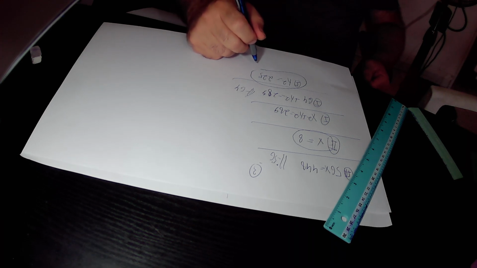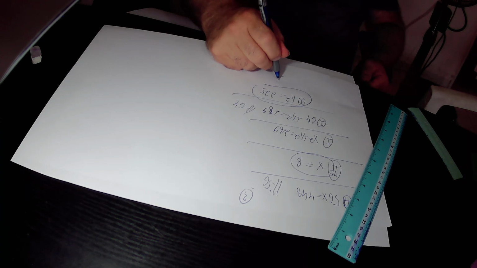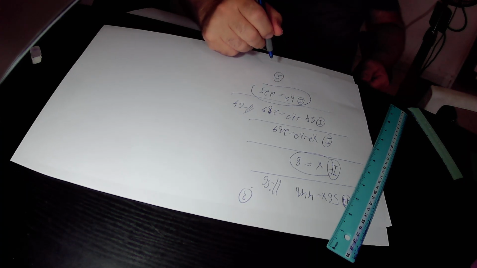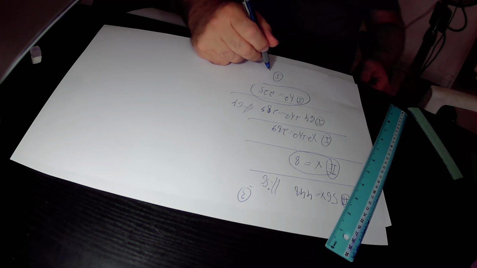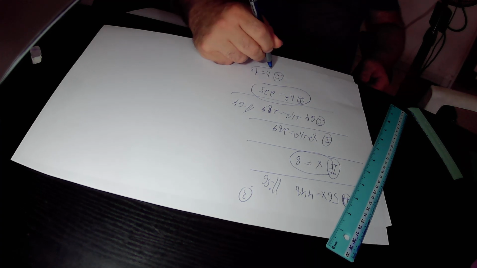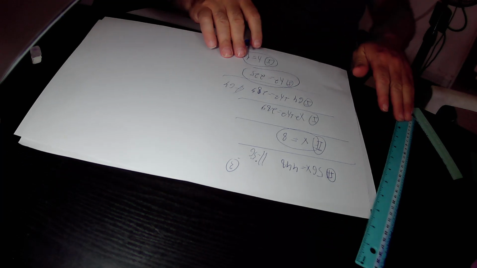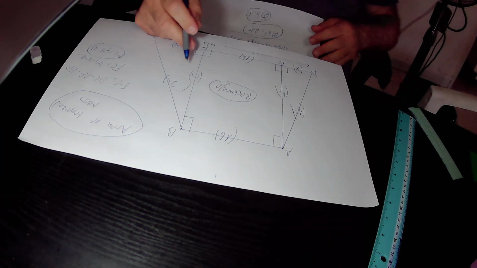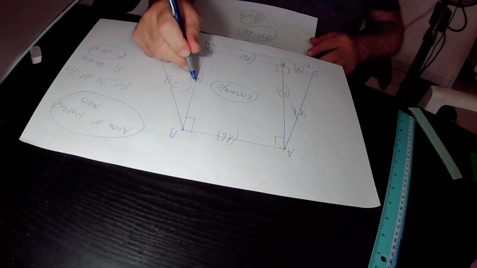Here we take the root of this equation and finally we get that h, that is the height of trapezoid ABCD, equals the square root of 225, that is 15. So the height of trapezoid ABCD, height h, equals 15.